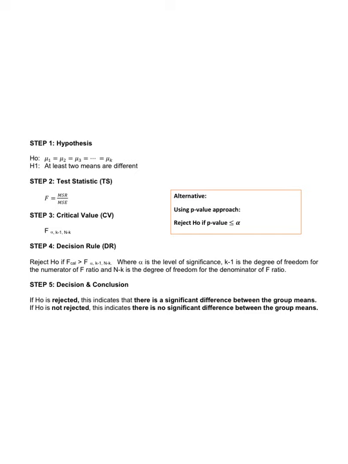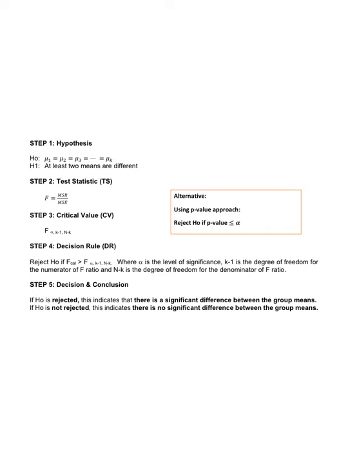So the decision rule, we will reject H0 if F calculated ataupun our test statistic greater than our critical value. Okay, and then we come up with a decision and conclusion. If H0 is rejected, this indicates that there is significant difference between the group mean. Maksudnya ada beza lah di antara contoh teaching method tadi, teaching method A, B and C, maksudnya dia tak sama, ada beza lah. Okay, if H0 is not rejected, this indicates that there is no significant difference between the group mean.